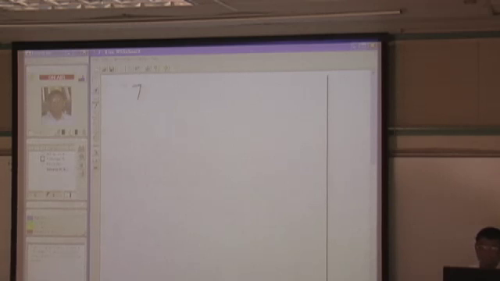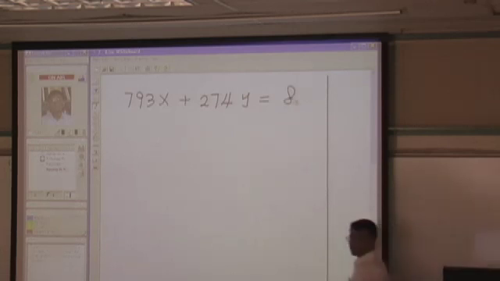Seven. Anything is okay, so please pick. 7 and what? 9 and then what? 3. The next number. What number do you like? Any number is okay. 8, right? So this is the one we want to solve.